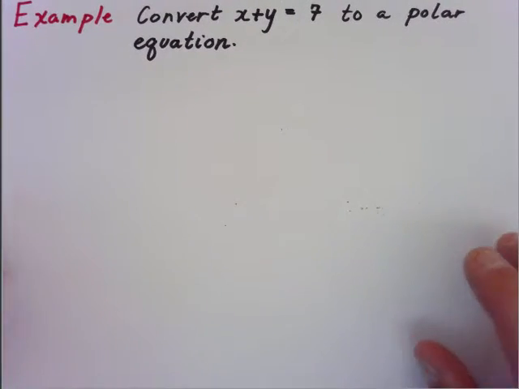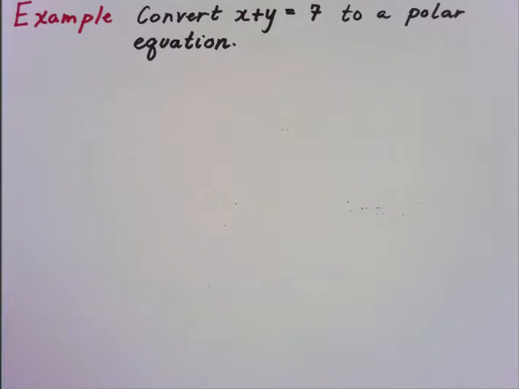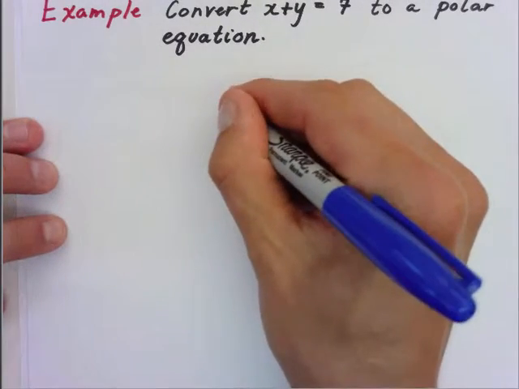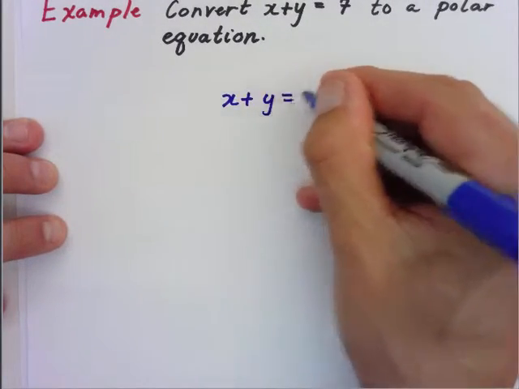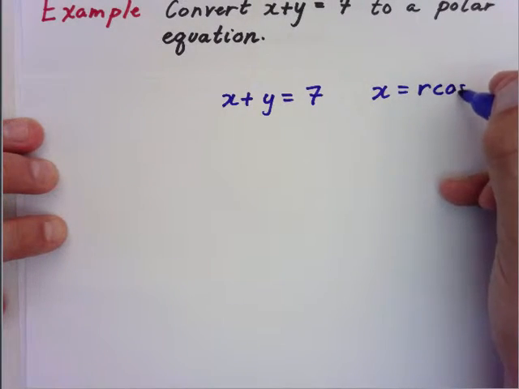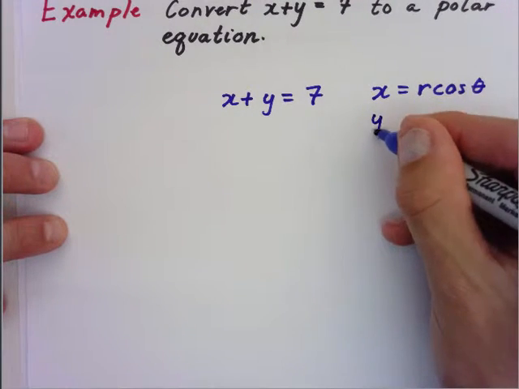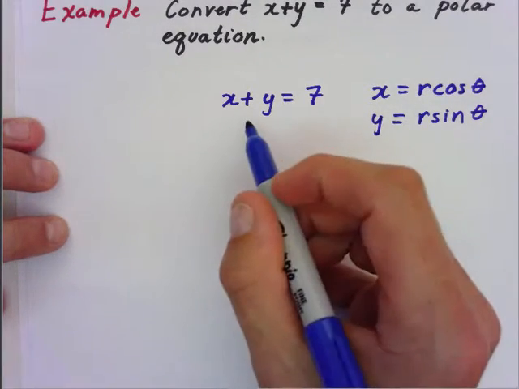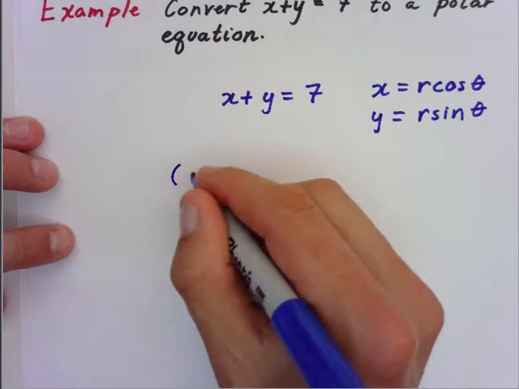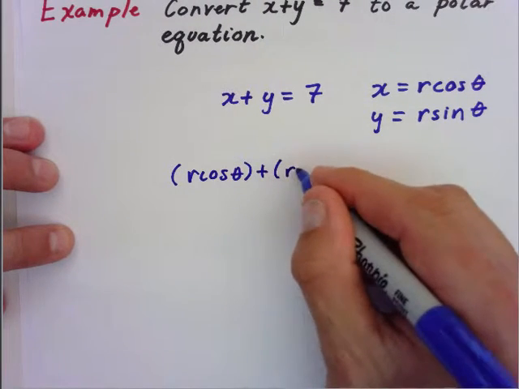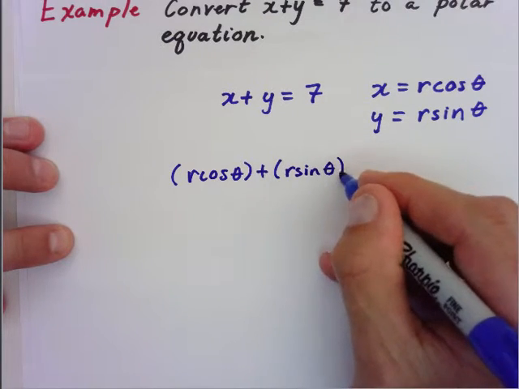So it says let's convert x plus y equals 7 to a polar equation. Okay, so if we go ahead and just rewrite our equation, x plus y equals 7, we know that x equals r cosine of theta, and we know that y equals r sine of theta. So this is going to be by substitution. We're going to replace both x with r cosine theta, and y with r sine theta, and that's all equal to 7.